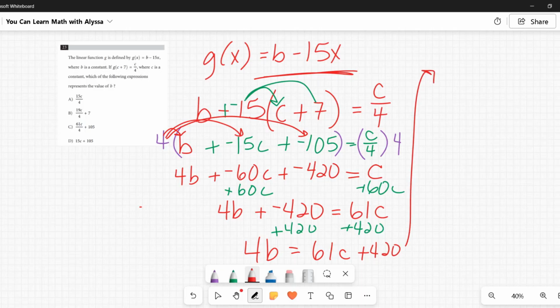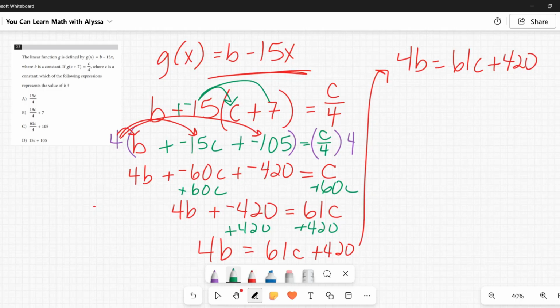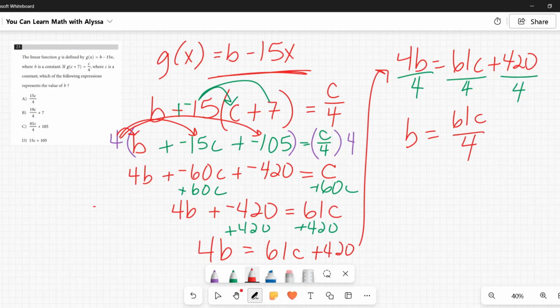And I'm going to write this up here so I can keep it about the same size. 4b equals 61c plus 420. Okay. Then to get rid of that 4 in front of the b, it's 4 times b, I need to undo that. So I need to divide everything by 4. Now just a b is on the left. That's what I want. What is b equal to? 61c over 4. I can't simplify that. It just stays 61c over 4. And 420 divided by 4 is 105.